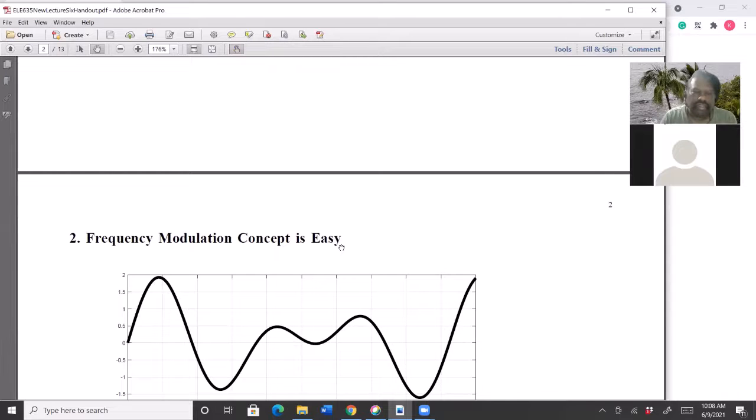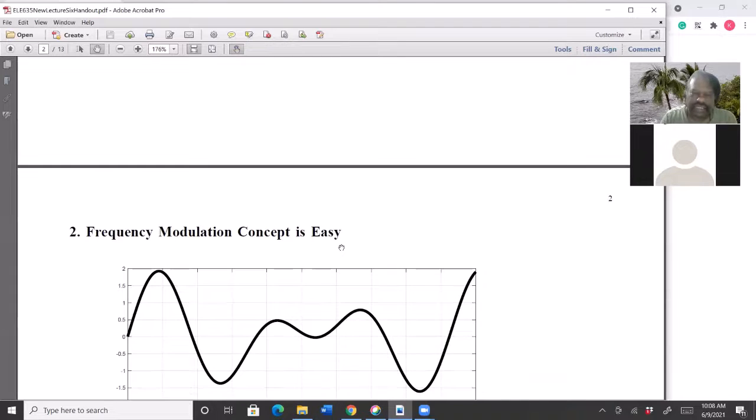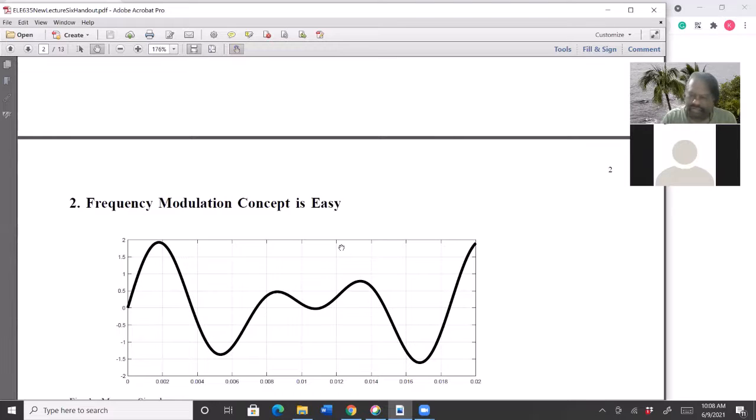Now, the frequency modulation concept is easy. Now, I am jumping to frequency modulation. What it says is, in proportion to the instantaneous amplitude of the message signal, we are going to vary the frequency. If the message signal amplitude is high, the frequency is going to be high. The wave is going to go up and down fast. If it is low, it's going to be low. So there is a center frequency.